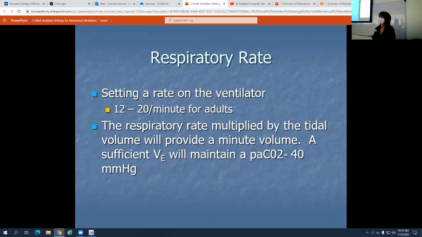You can also increase the FiO2. It's not at 100 already. Yes, but we're just talking about respiratory rate right now. So minute volume determines the PaCO2 on the blood gas, whether it's the tidal volume or the respiratory rate.